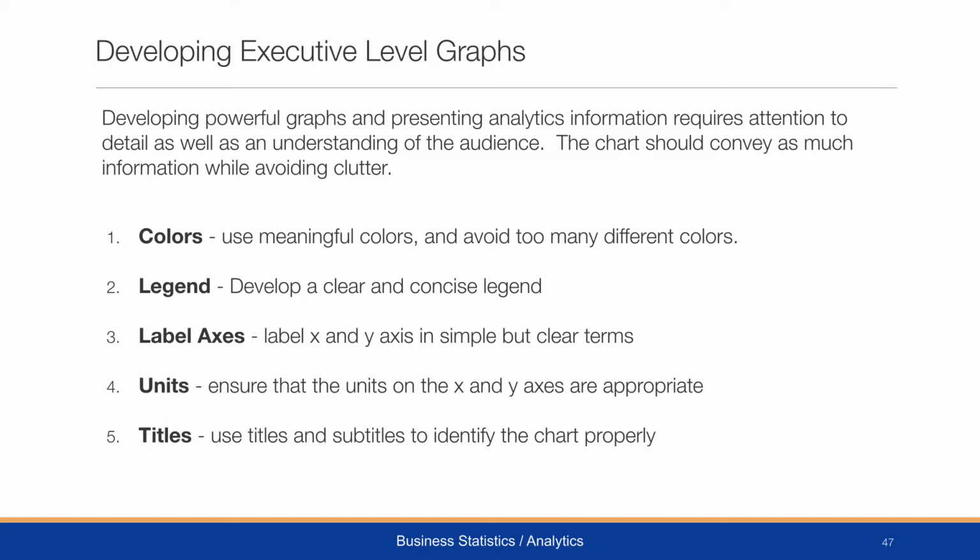Make sure your labels are assigned, both the X and Y, in simple but clear terms. You don't want to label them X and Y when nobody knows what X and Y are. We want to make sure that the units on the X and Y are appropriate. For example, if you have a unit on the y-axis that's 0.27, but you really want that 0.27 to be 27%, then it should be labeled as such. It should be in percentages to make it easier for the reader to understand what that y-axis is. And titles, be sure to use titles and subtitles clearly to identify the chart properties.